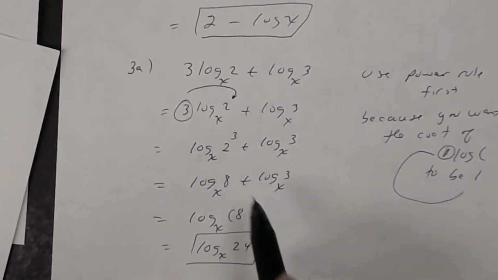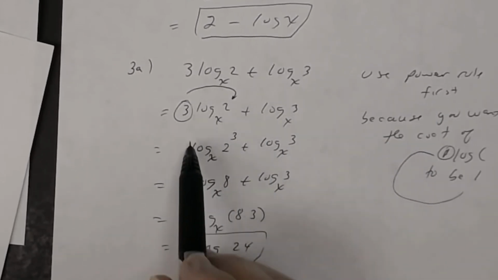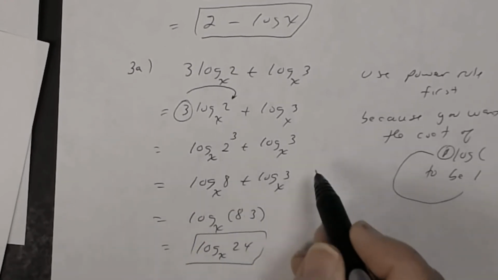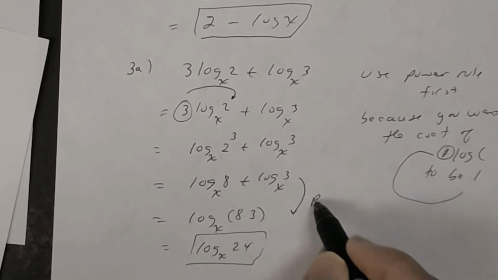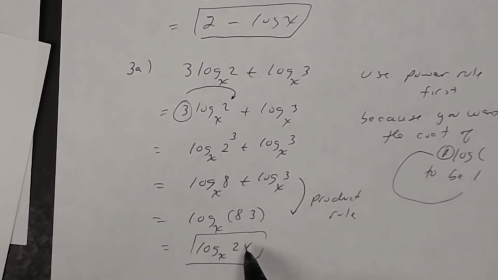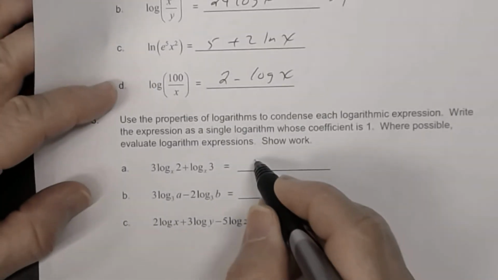So notice that the first thing you have to do in this case is use the power rule so we can get this coefficient here to be a 1. And then we just simplify along the way. So 2 cubed is 8, and then I use the product rule right here. All right, and then we simplified 8 times 3 is 24. Okay, so it's 3a. The answer is log of 24 base x.